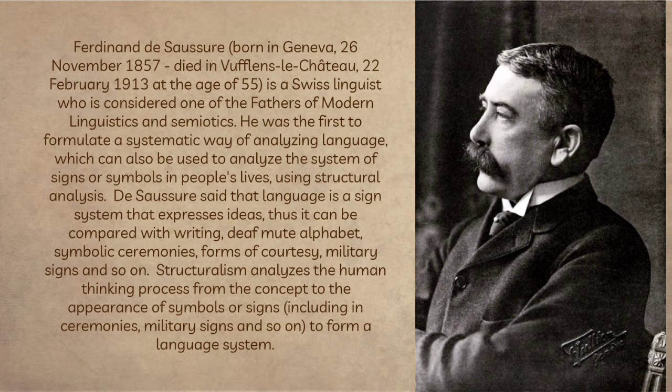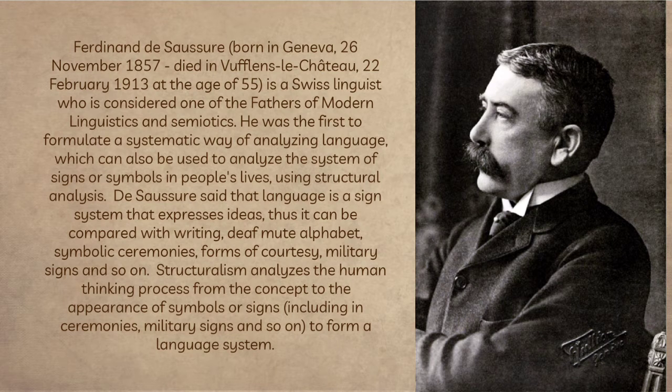Ferdinand de Saussure is a Swiss linguist who is considered one of the fathers of modern linguistics and semiotics. He was the first to formulate a systematic way of analyzing language, which can also be used to analyze the system of signs or symbols in people's lives using structural analysis.